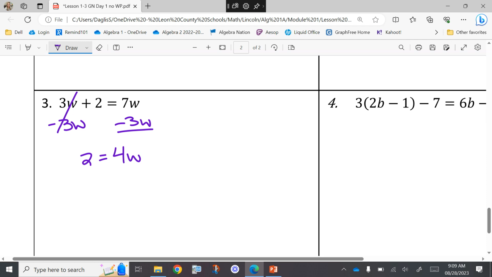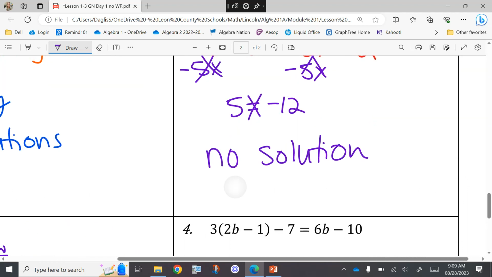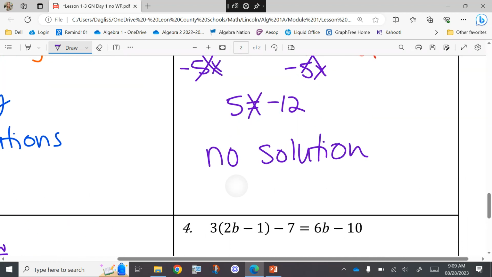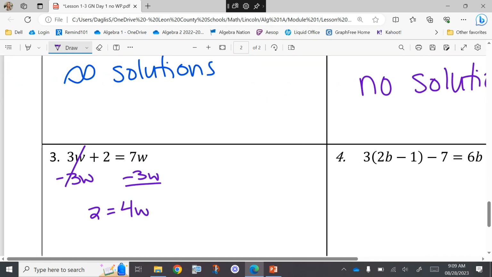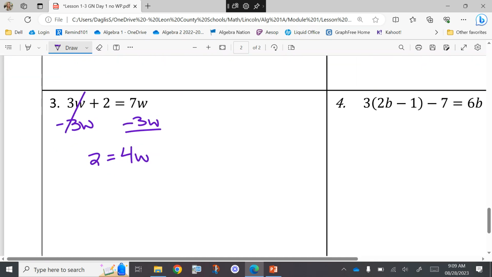I saw a good amount of people say no solution here. You can't say that until you have 2 numbers equal to each other that aren't the same number. Like in number 2, when we got 5 equals negative 12 and my variable was gone, that's when you can determine if it's no solution. So if you get here, you can't determine that. There's still a w, okay?